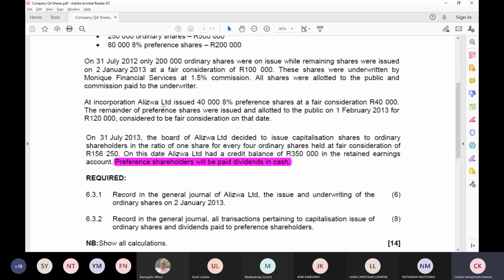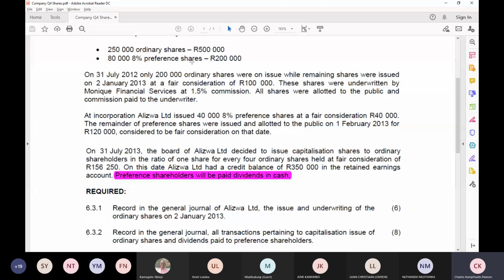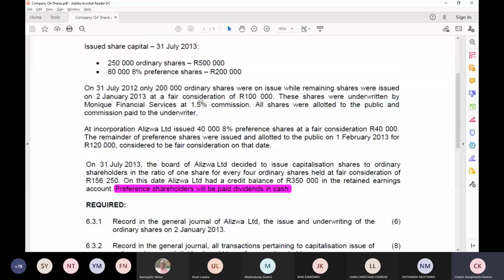So they say here, on the 2nd of January, we issued the remaining shares. How many shares are there? So we already issued 200,000. So 300,000 shares at a value of 100,000. And we also got in the services of Monique Financial Services at 1.5% commission.